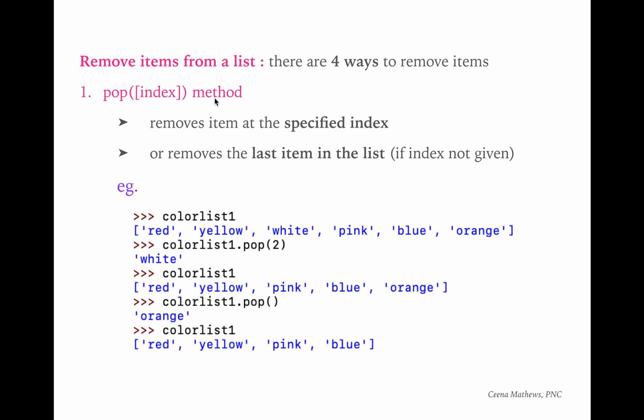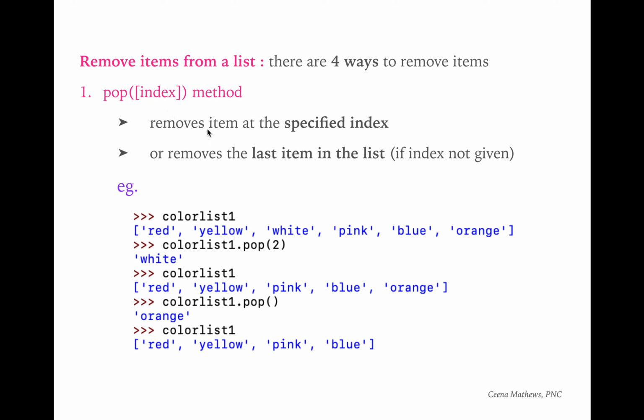Next is about removing items from a list. There are 4 ways in which you can remove items. The first one is using the pop method. Here the syntax you can see, that is pop within brackets, you give the index.